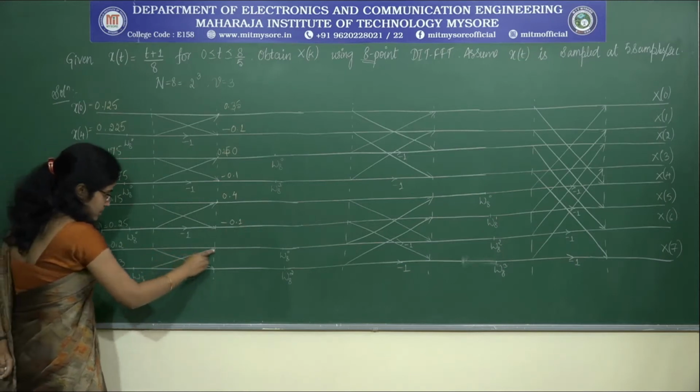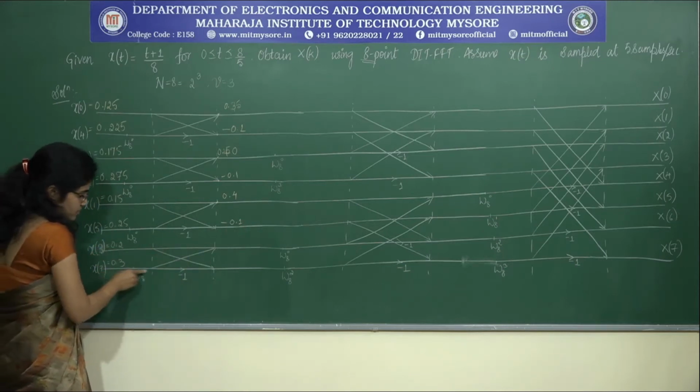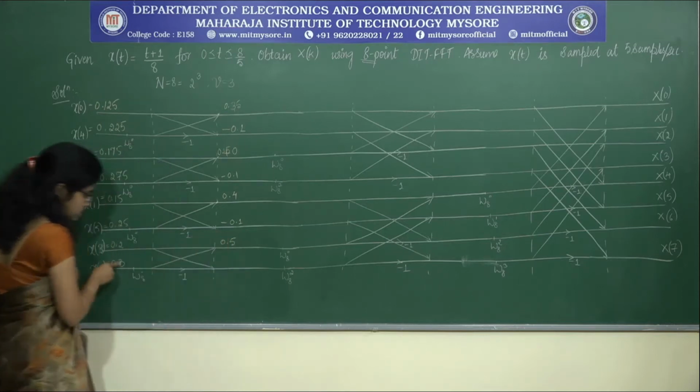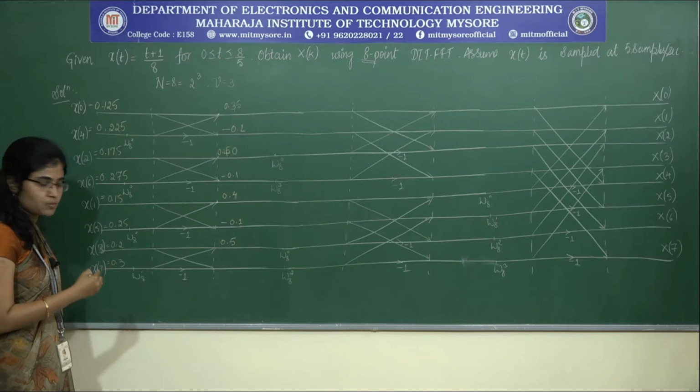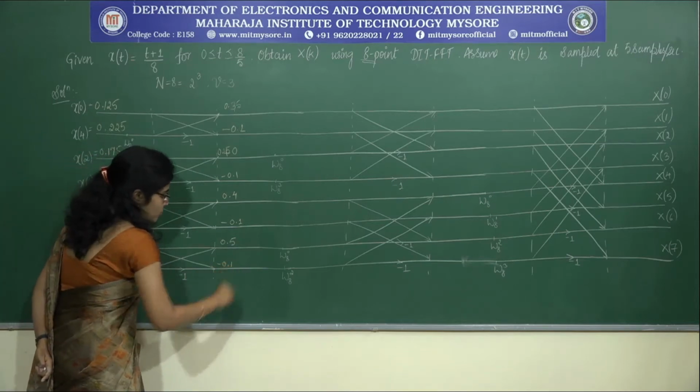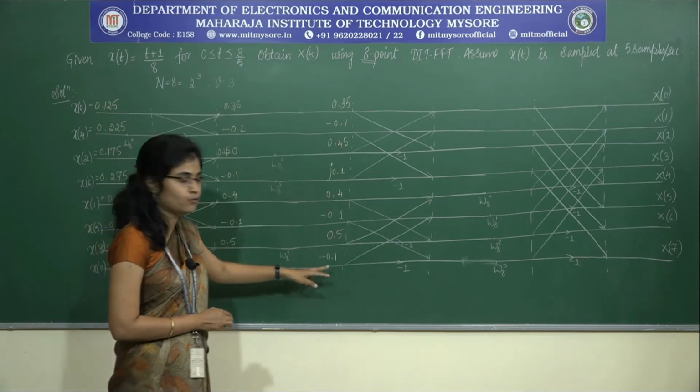Again here the signal is 0.2 and from this branch the signal is 0.3. So 0.2 plus 0.3 is 0.5, and again here the signal is minus 0.1. So we are ready with the input for the second stage.